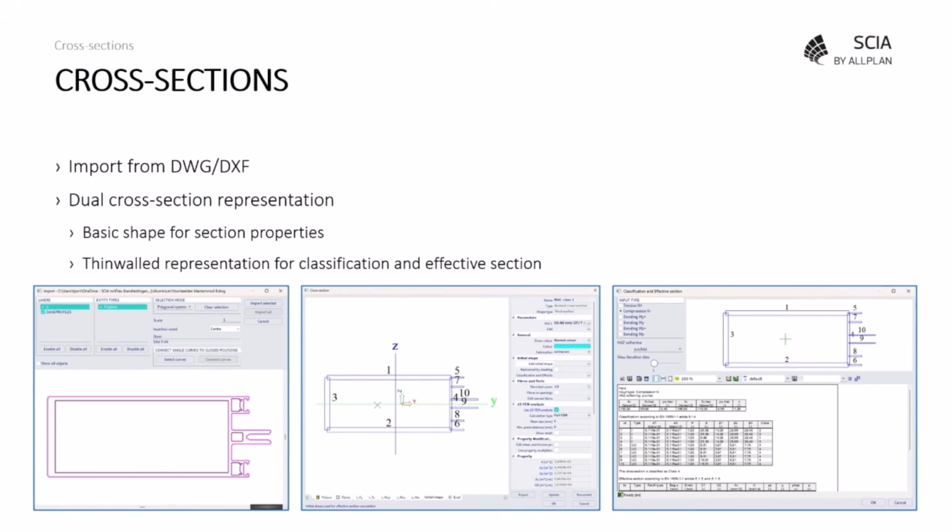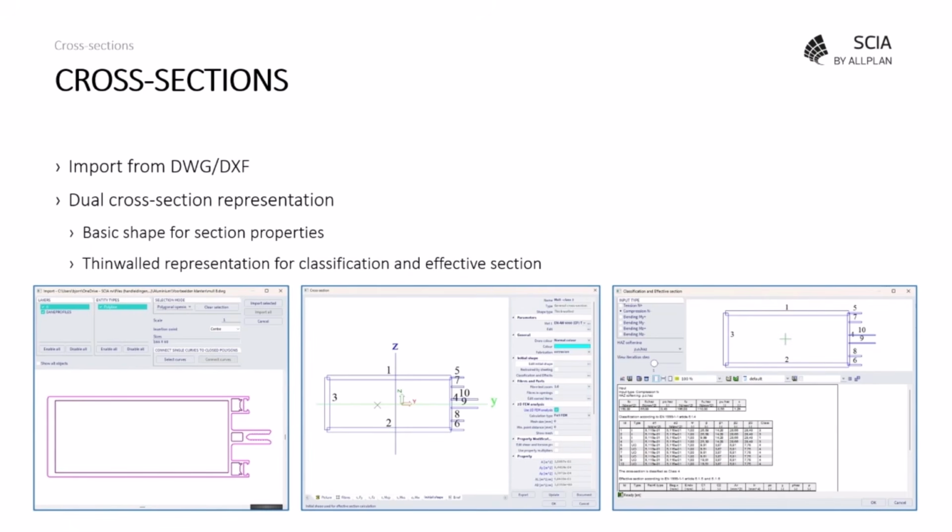For example, when you want to use a rectangular hollow section, or you can create your own specific shape via the cross-section editor. In the editor, you can freely create a desired shape, or you can import a shape from a DWG or DXF file. In that case, two representations are present. The exact basic shape, which includes all stiffening elements, corners, notches, and this one is used for the calculation of the cross-section properties, such as the area, the moment of inertia, and critical for lateral torsional buckling.